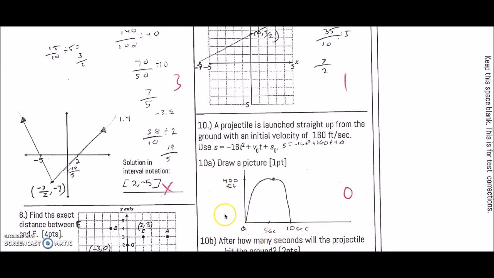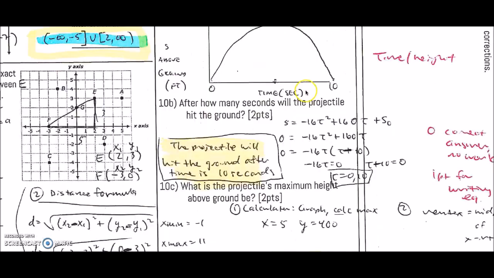So you're trying to imply there's distance, and these are units, but I would have liked to have seen time and height, above ground measured in feet. So again, to get the 1 point, time and height.